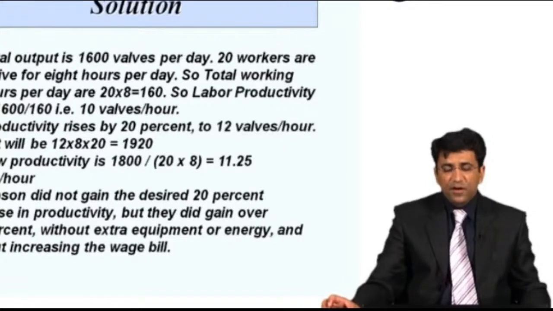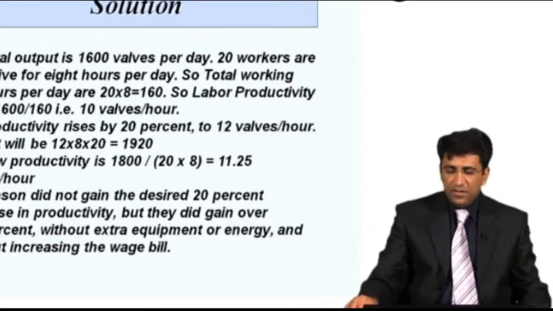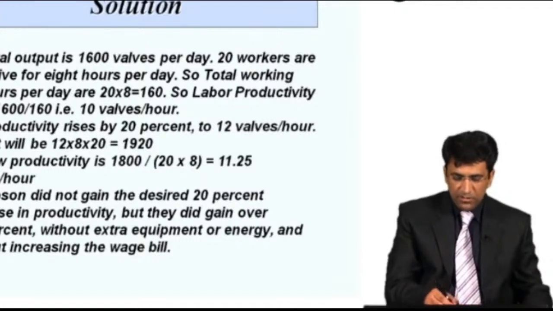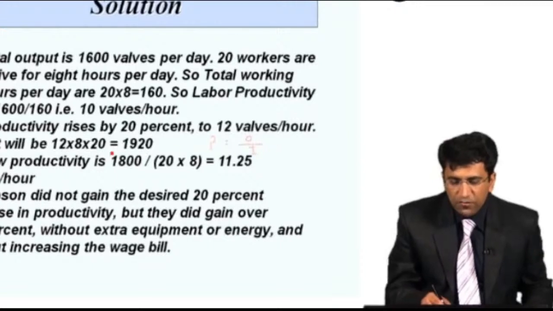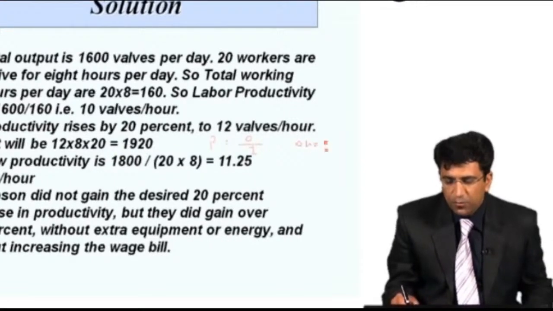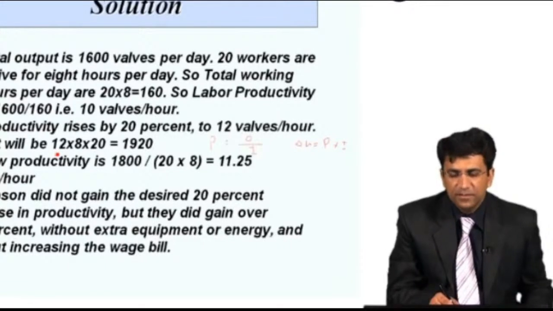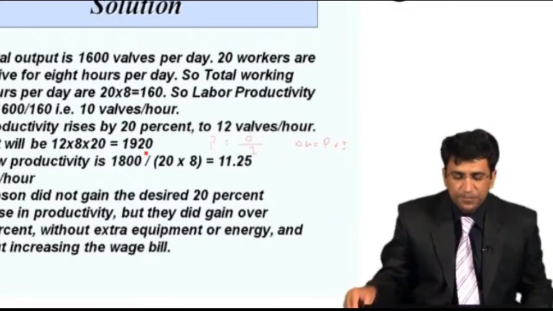And the new output we may also calculate, that is 12 multiplied by 8 multiplied by 20 is equal to 1920. So this is the total output. That is actually how we can calculate this new output. As we know, the formula is productivity is equal to output over input. Now if we want to calculate the output, it will be equal to productivity multiplied by input, and you know the productivity is 12 with that 20% increase multiplied by the input. The input you have already noted is equal to 8 multiplied by 20. So the new output will be equal to 1920 units.